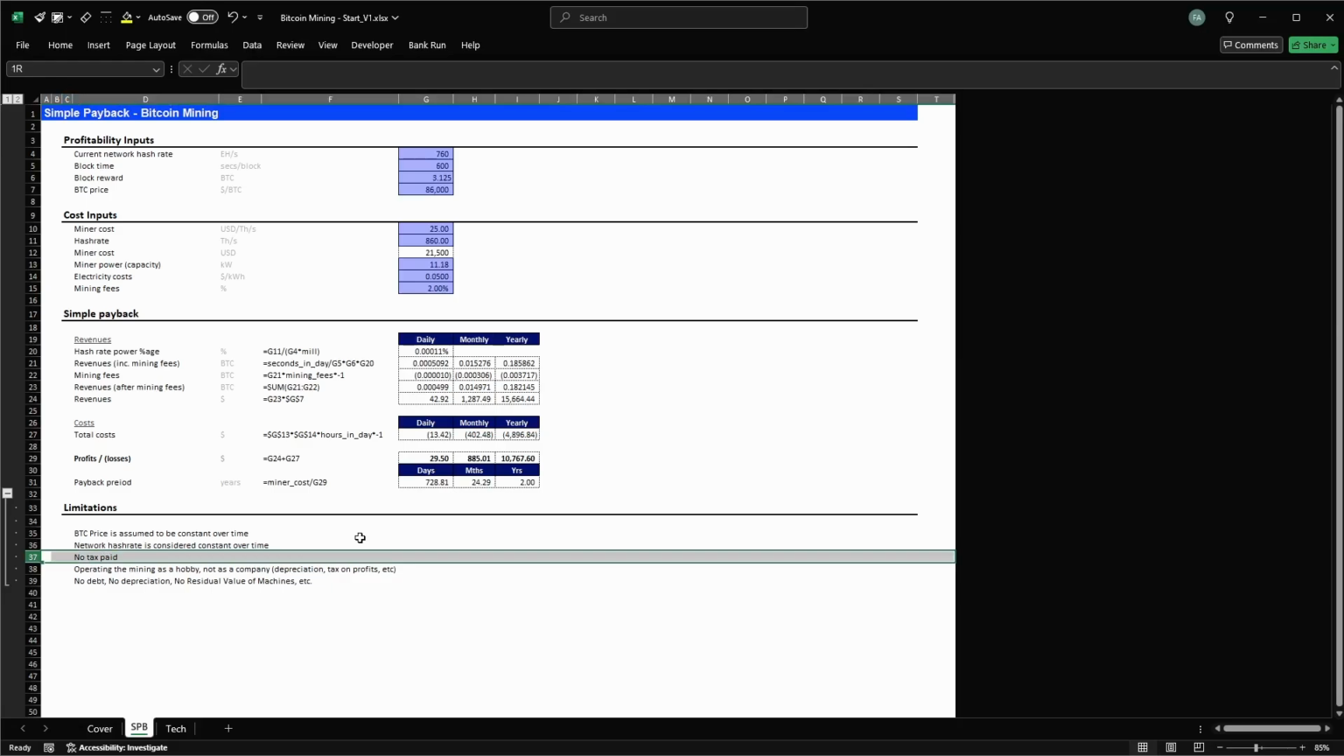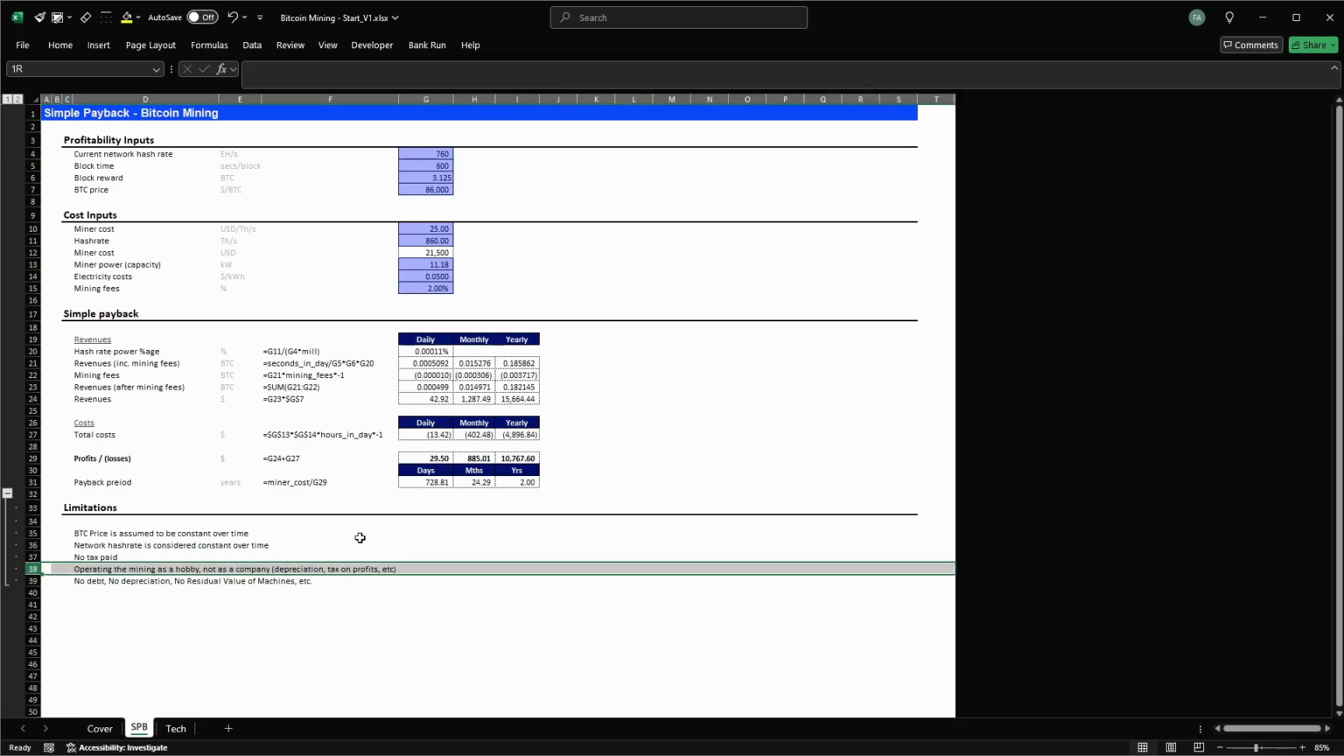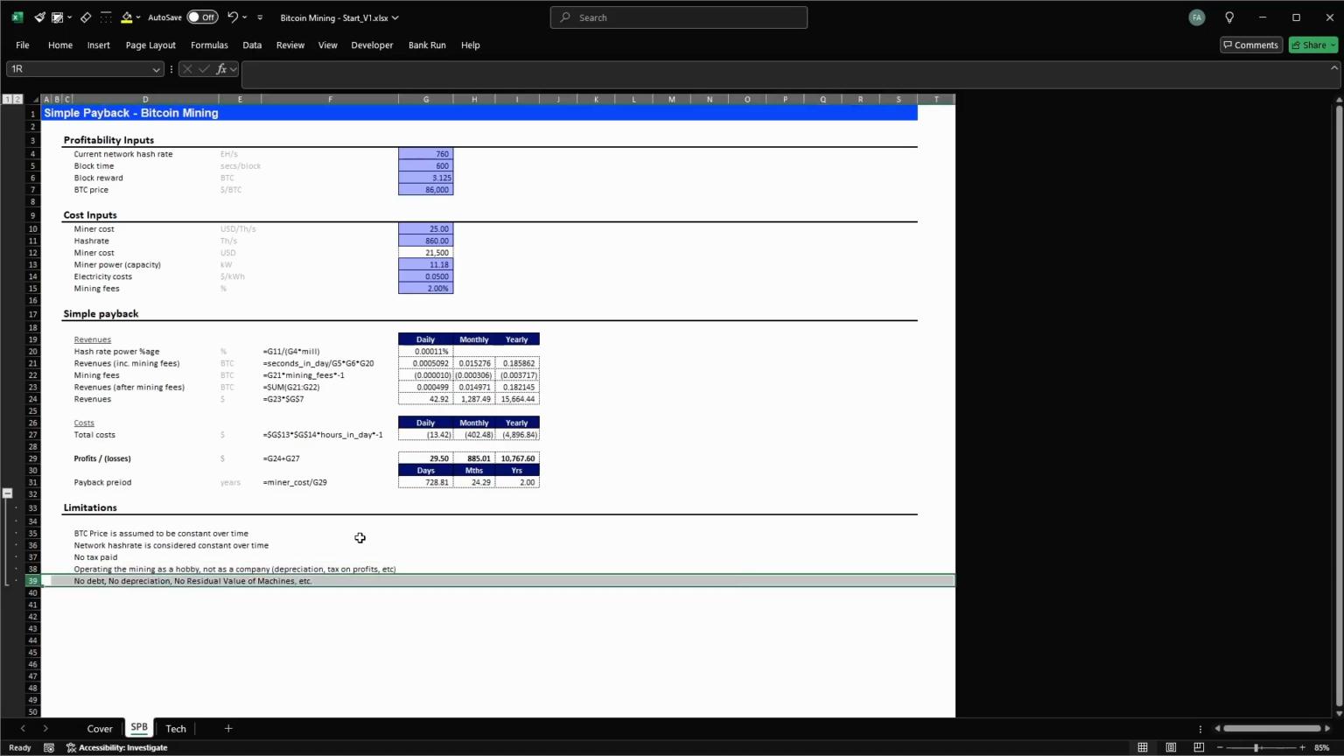Not to mention that we do not account for any tax paid. And also, we're operating this mining as a hobby, okay? So not as a business, so there's no depreciation, there's no tax, there is no maintenance cost, there is no change of machines, there's nothing in here, okay? It's basically getting one machine, plugging it into the electricity plug, and going for it, all right? And we have no residual value of the machine, there's no debt, there's no depreciation, as I mentioned before. So there's a lot of things here we can improve, okay?